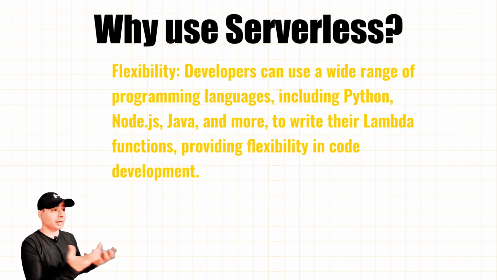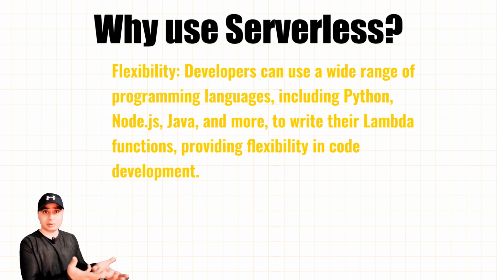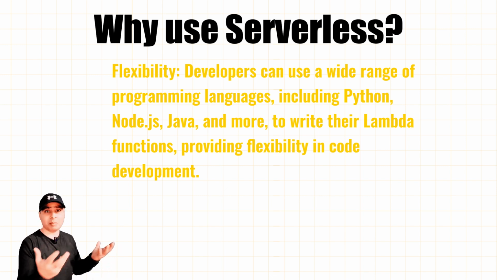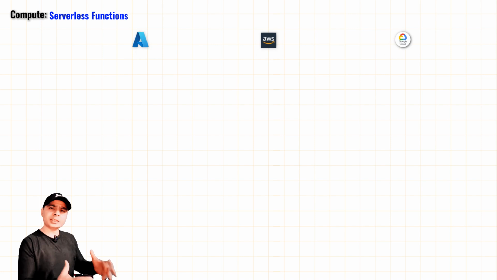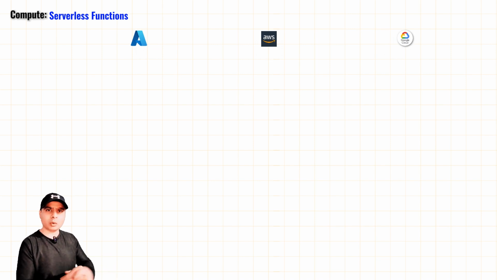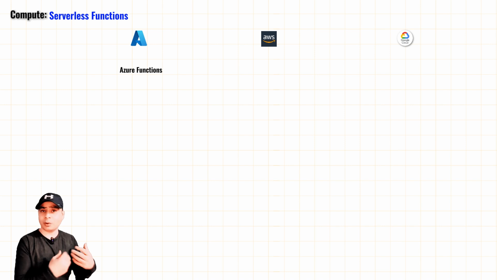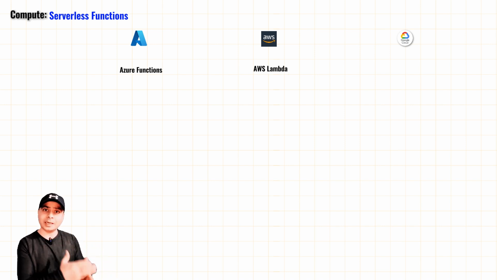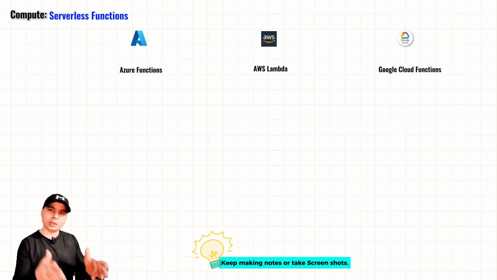Well, of course, developers can actually use programming language of their own choice. They could be using Python, Node.js, Java, and many more to write these serverless applications. So let's see what are the services offered in all these cloud providers. In Azure, we have Azure Functions, one of my favorite services. In AWS, we have the counterpart as AWS Lambda. And in the Google GCP world, we have Google Cloud Functions.